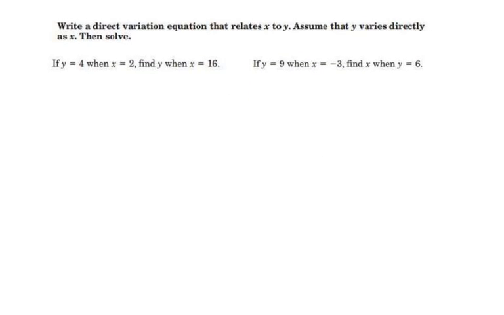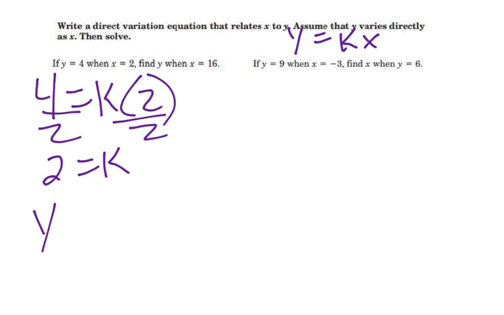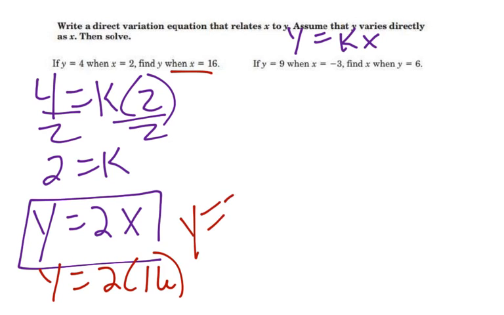So same thing. We're going to start with y equal kx. Y is 4 equals k times x is 2. Divide by 2 so we know what k is. 2 is equal to k. So your actual equation is y is equal to 2x. It's part of your answer. We use that equation to figure out what it would be if x were 16. Y is equal to 2 times 16. So y equals 32. That's your solution.